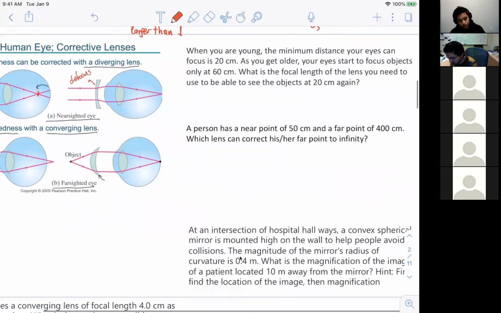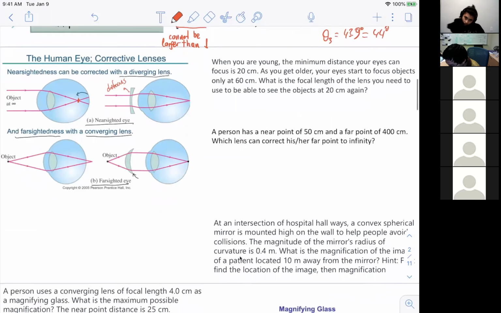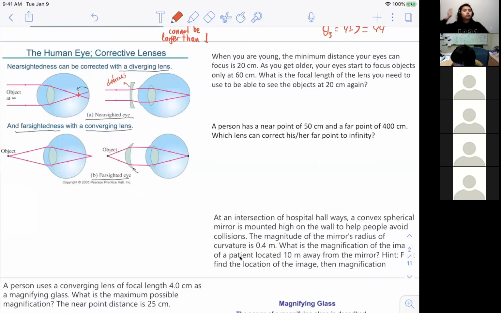And the question typically looks like this. When you are young, the minimum distance your eye can focus is 20 centimeters. As you get older, your eyes start to focus on objects only at 60 centimeters. So you lose the focusing power. What is the focal length of the lens you need to use to be able to see the object at 20 centimeters again? It means that it's farsighted. We will use the converging lens.